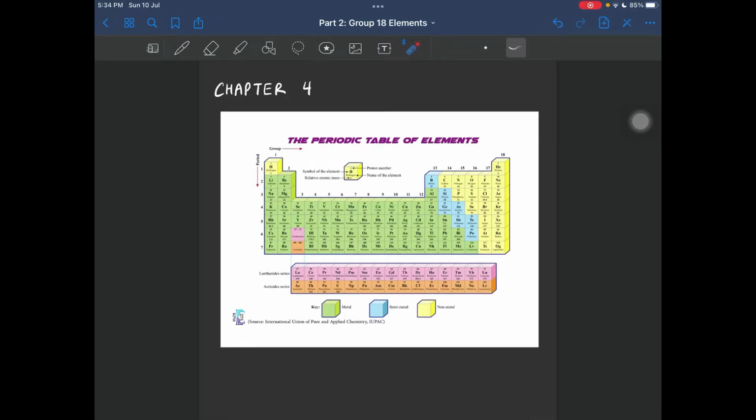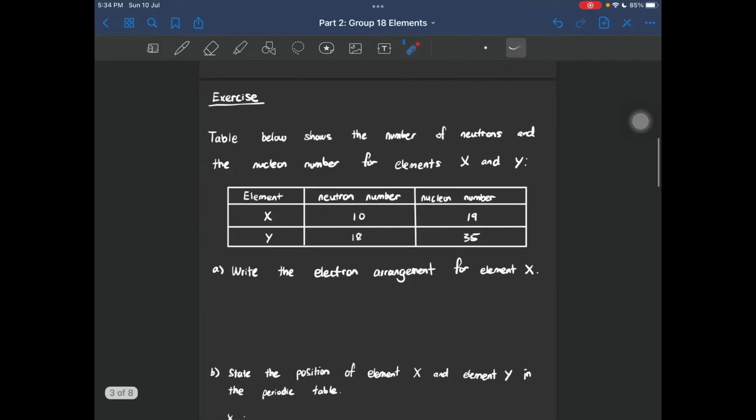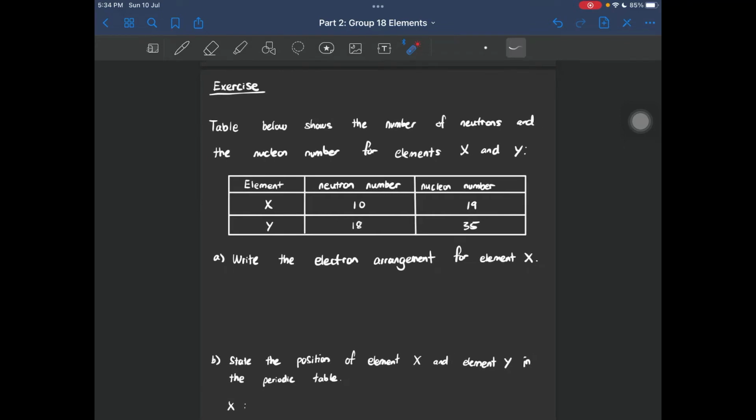So now that we have gone through a short recap session of what we have learned in the previous video, let's attempt a few questions to strengthen our understanding of the chapter before we go deeper into what we're actually going to learn for today's lesson, right?